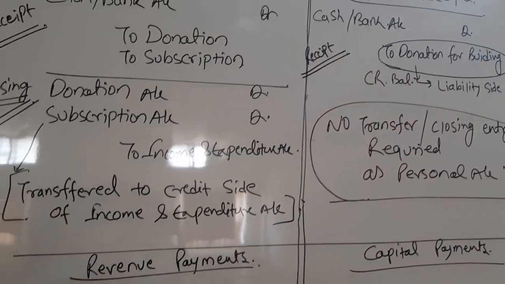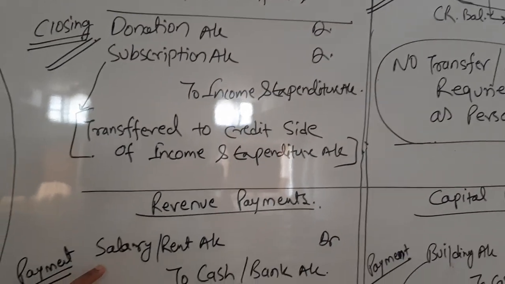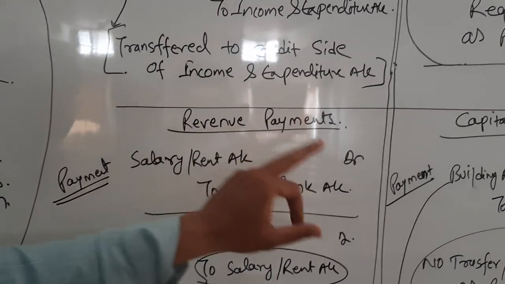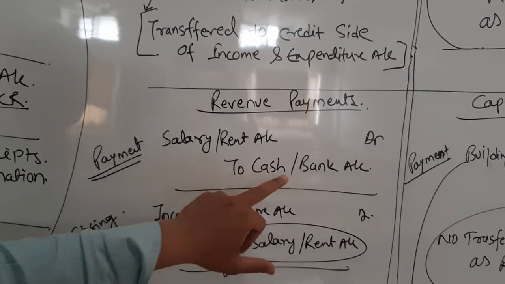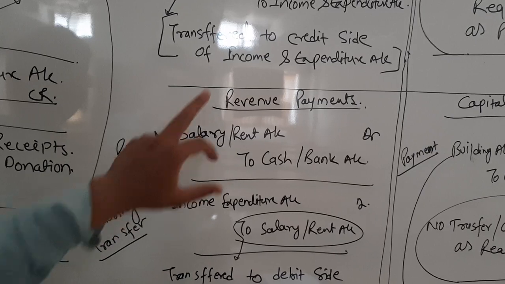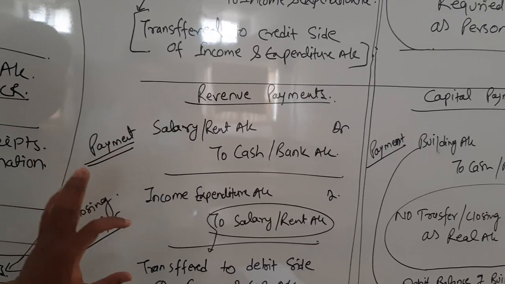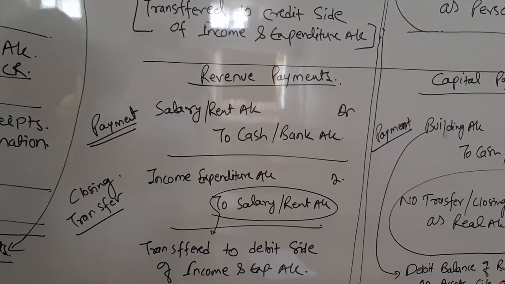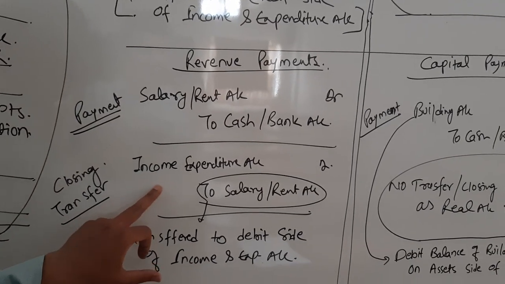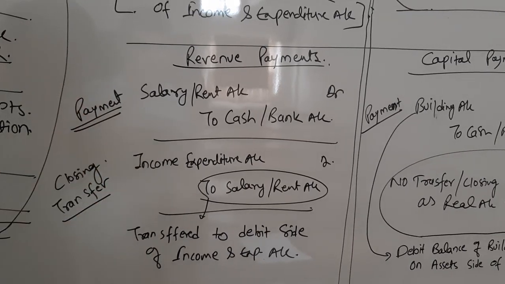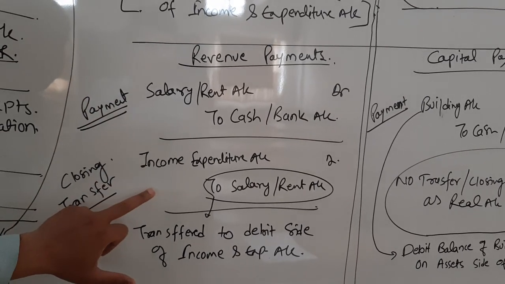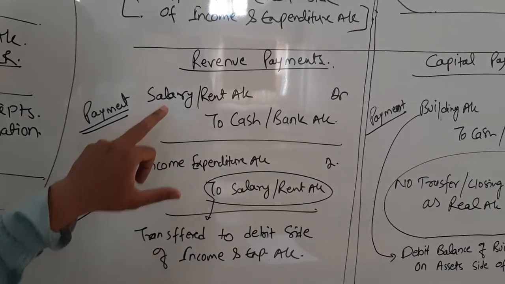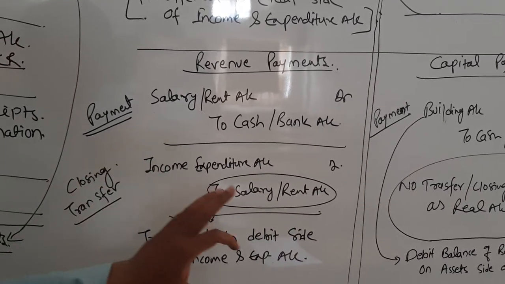Revenue payments are payments for expenses of routine nature, like salary, rent, printing, stationery, insurance premium, whatever. That account will be debited and cash or bank account will be credited. Again, these revenue payments are nominal in nature, and at the end of the year they are to be closed by transferring them to income and expenditure account. So the next entry required will be income and expenditure account debit to salary or rent or whatever payment has been made.